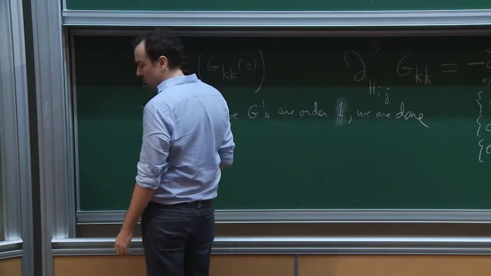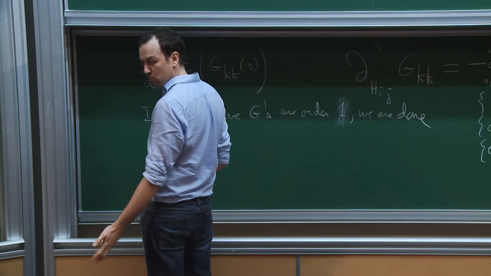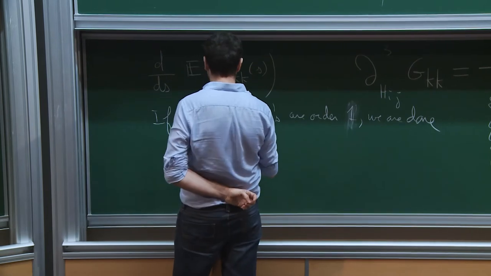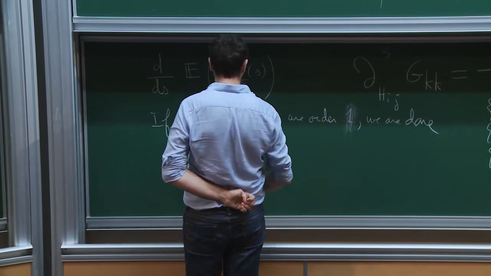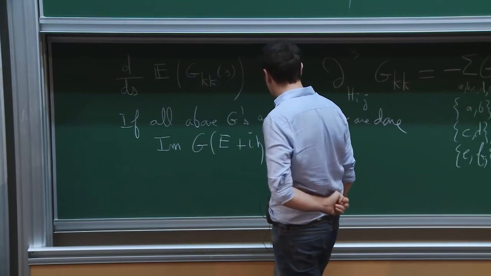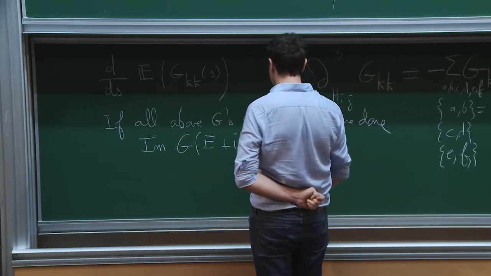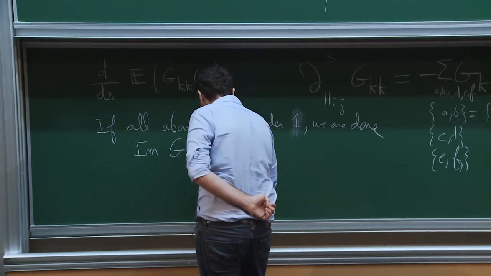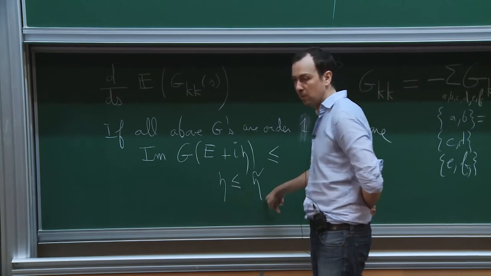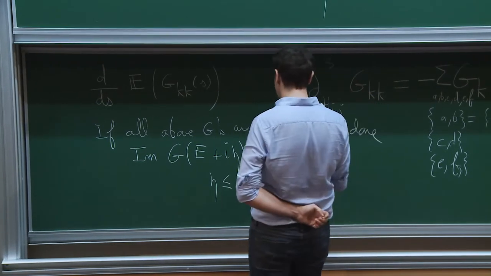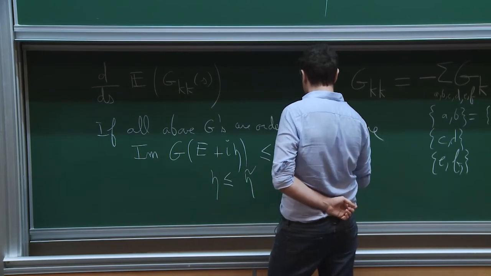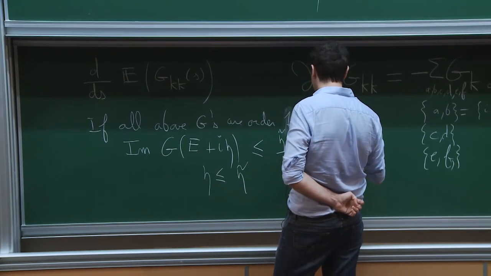From a practical point of view, how do you actually prove something like a good bound on G on a smaller scale? You use the following fact. The imaginary part of G at E plus i eta, you can prove that it's smaller. So I take some eta which is smaller than eta tilde, microscopic scale and mesoscopic one. And you just lose the factor eta tilde over eta. So this is just a deterministic inequality.